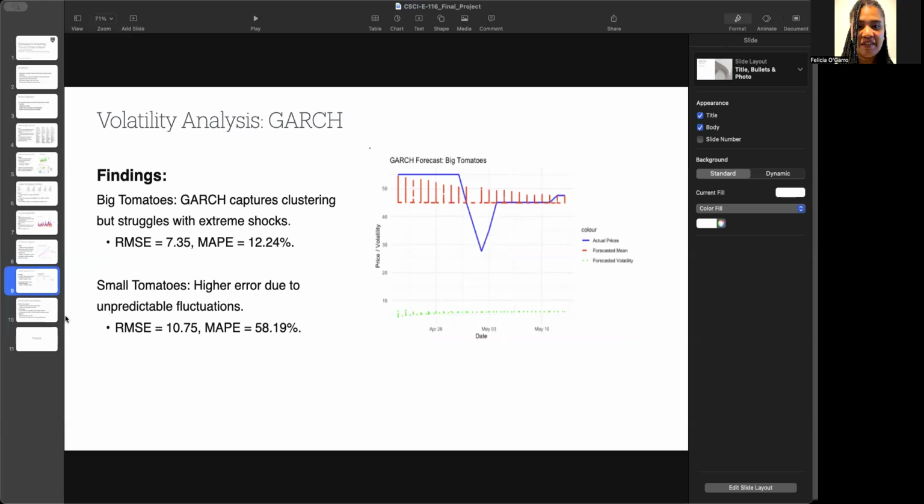Lastly, for my big tomatoes and my small tomatoes, I used the GARCH models. The GARCH models were the highest performing models that I worked with. And the GARCH model in particular for big tomatoes captured the clustering. The only issue was that it struggled with extreme shocks. As far as small tomatoes, it had a higher error due to unpredictability, but it actually performed well.